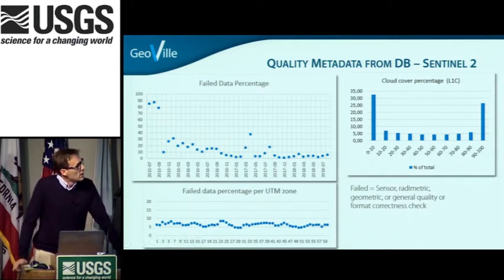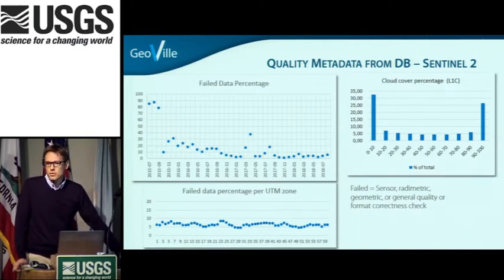quality is quite stable. What is shown in the bottom figure is the failed percentage per UTM zone. So you can see that this is also more or less stable. So there's no geographic bias or so in the data.